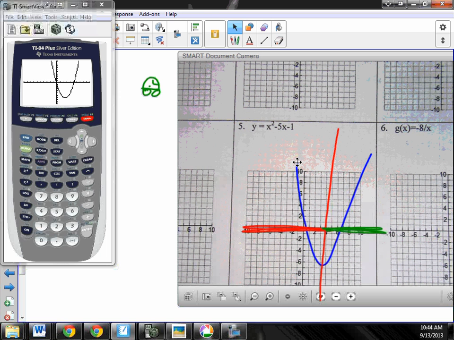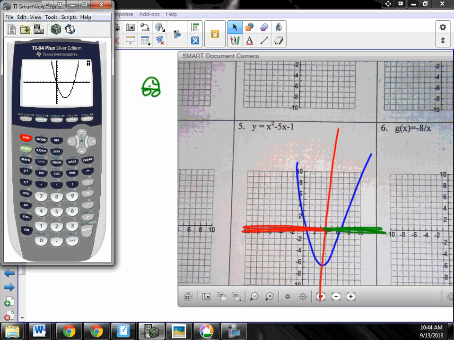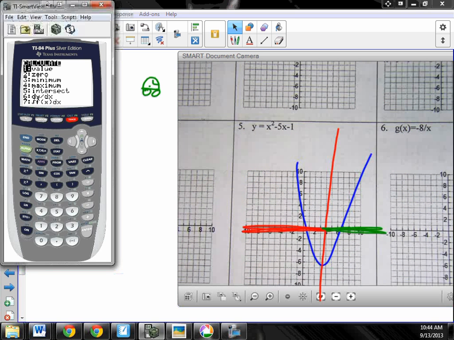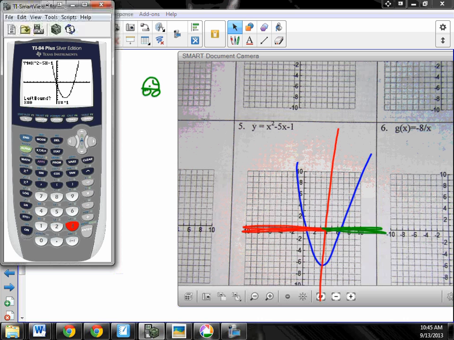So everybody push second, and then calculate. Which one of those do you think will find the answer for us? 0 will find where it hits the x-axis. Intersect will find where 2 graphs touch, so that's not it. We want to find the minimum. So click on minimum, and then you're going to do that same left bound, right bound guess that we've done in the past. We think the answer is at 2.5.